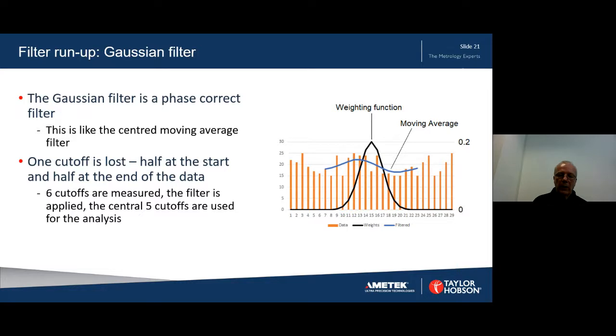If we assume that 1/2 cutoff is removed for the filter run-up, then to analyze 5 cutoffs, we would need to measure 6 cutoffs. 1/2 cutoff would be removed from either end of the data, and the analysis would therefore be performed over the central 5 cutoffs.